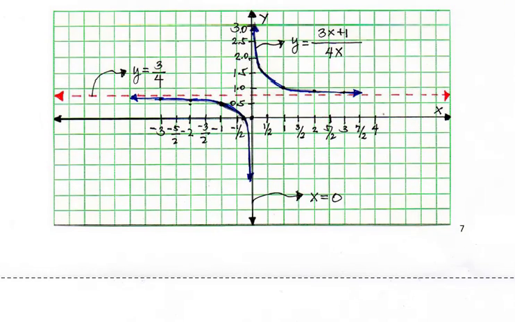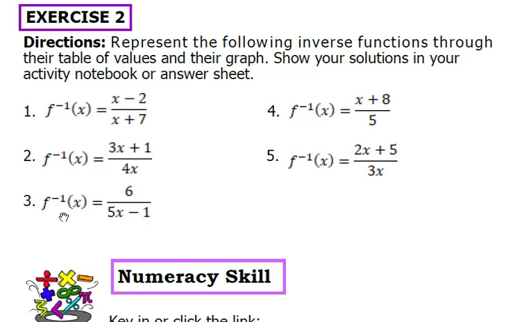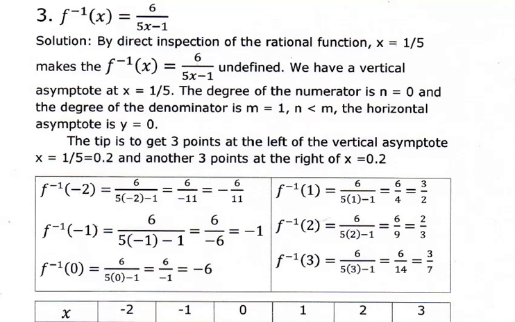Moving on to number 3. We have f inverse of x equals 6 over (5x minus 1). For the solution, by direct inspection of the rational function, we can say that x equals 1/5 or 0.2 makes f inverse of x equals 6 over (5x minus 1) undefined. So we have a vertical asymptote at that particular value of x.